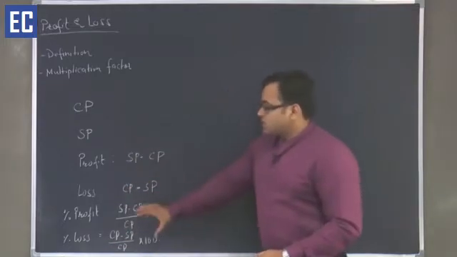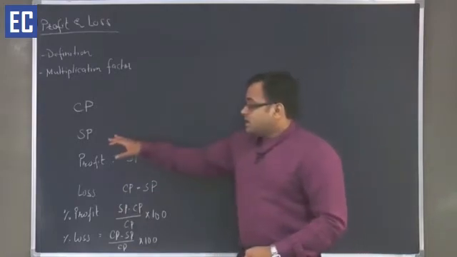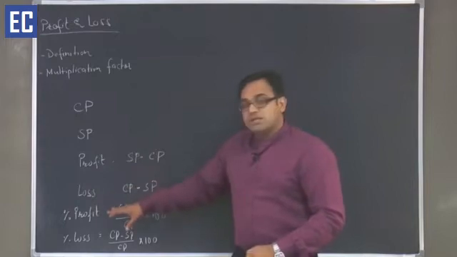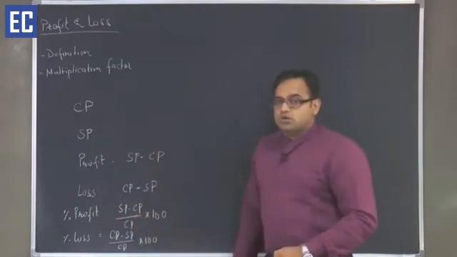So that's the basic definition of these terms. Once again, the profit and loss percentages are always calculated on CP. They are never calculated on the selling price.